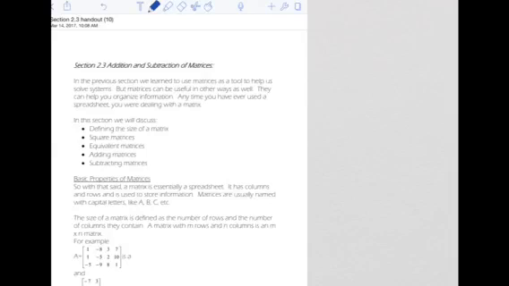So even though we don't have class, we still have to continue on doing section 2.3, addition and subtraction of matrices.